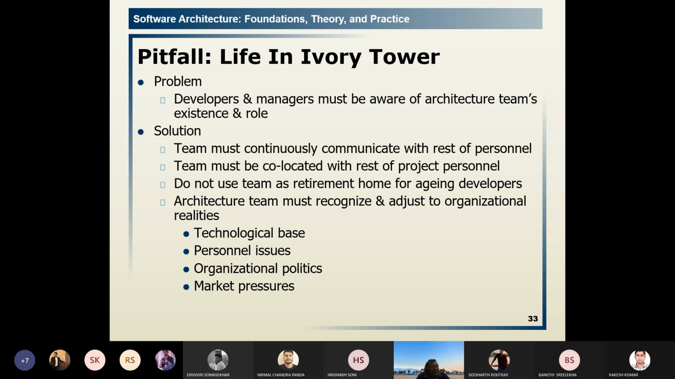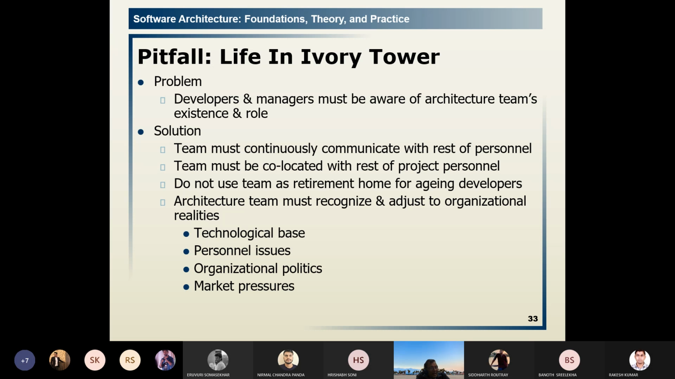Architecture team must recognize and adjust to organizational realities. They expect a lot from the management. We will give such great work to the organization, so we should be something special. But this should not happen. They should recognize and adjust to the organizational reality. They should realize the reality of the organization.